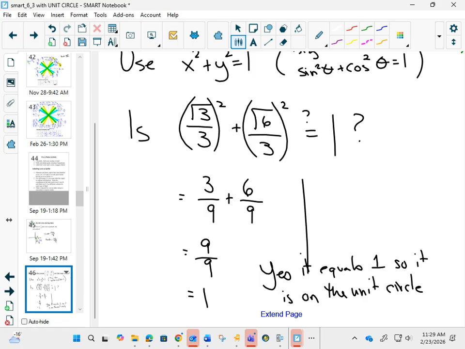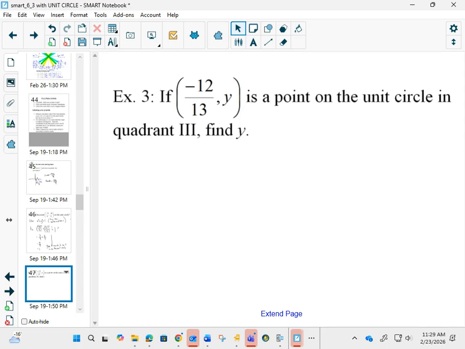But to find out if something is equal to 0, you're going to use this and check, does it equal 1? If it does, the answer is yes. If it doesn't, the answer is no. And in this case, it equaled 1. So the answer is yes.